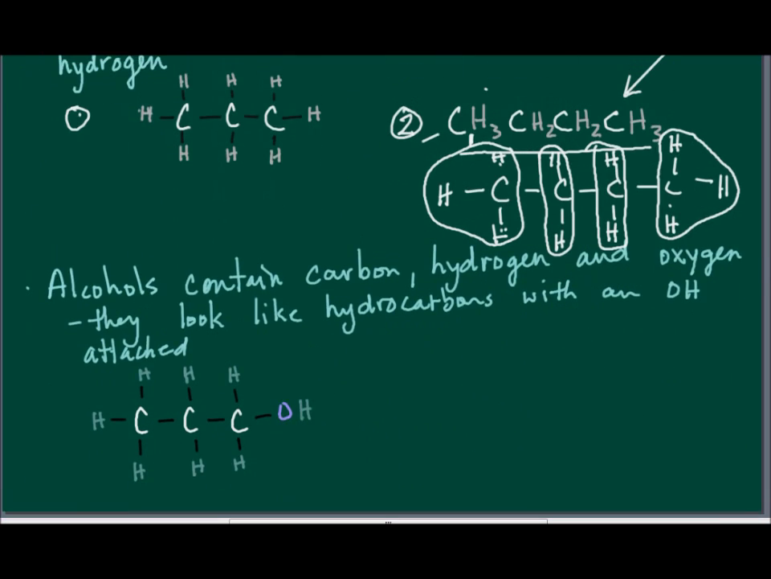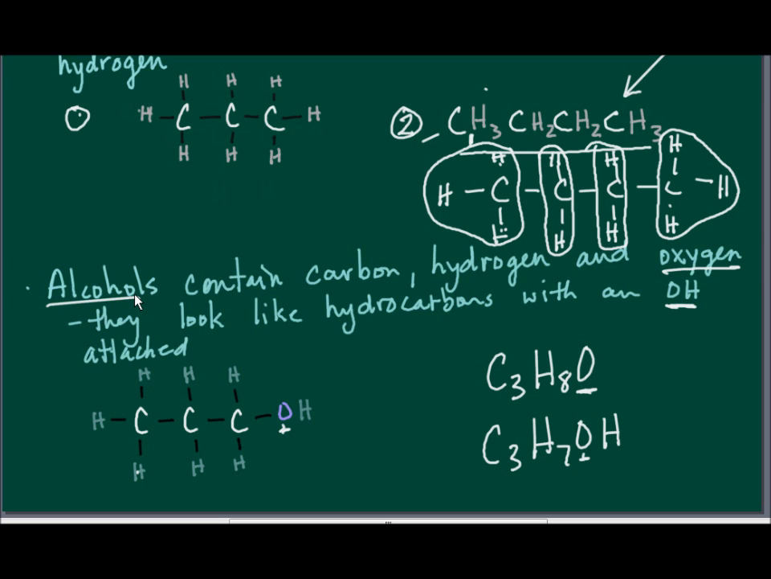The last one, the alcohols, the biggest difference is they contain oxygen. So they look like hydrocarbons, but then they have an OH kind of tacked onto them somewhere. So the formula for this one might look like this: C3H8O, with 1, 2, 3, 4, 5, 6, 7, 8 hydrogens. Sometimes you might get it written as C3H7OH. Okay, so anytime you see an O in your structural formula, you know it can't be a hydrocarbon because it only contains carbon and hydrogen, so it has to be an alcohol.